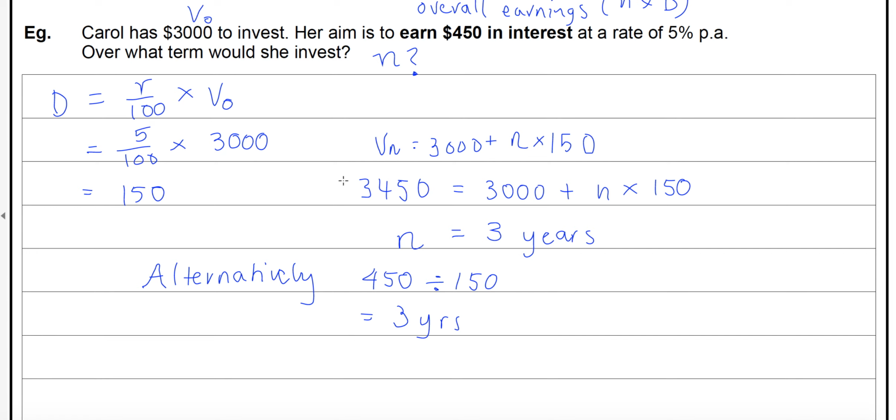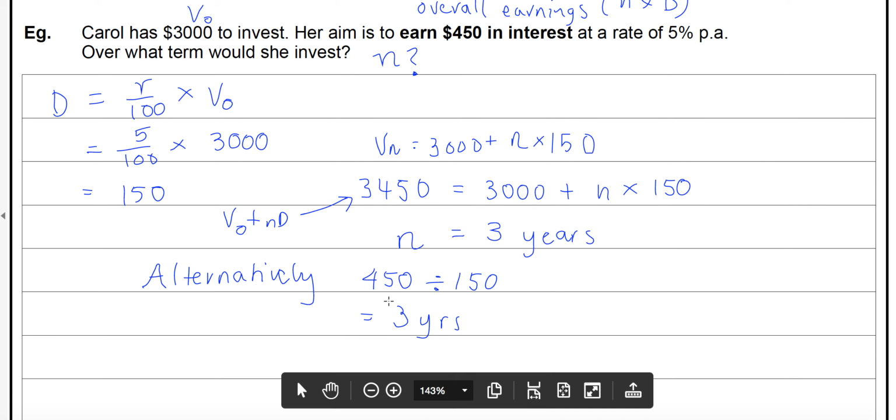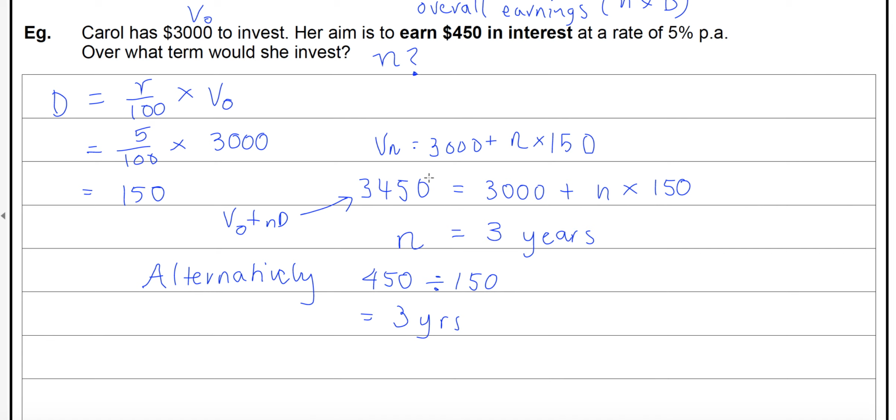And I guess the other really tricky part, well, not tricky, but the other careful part is here. This is total altogether, so this has to be your V0 plus whatever you're trying to earn. So we knew she was trying to earn $450, and we knew she started off with $3,000. So we had to add those two together to know what VN needed to be.